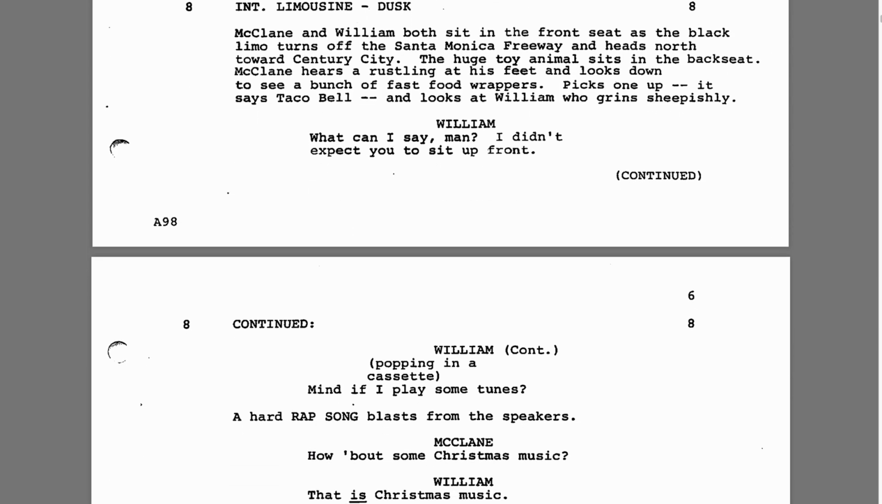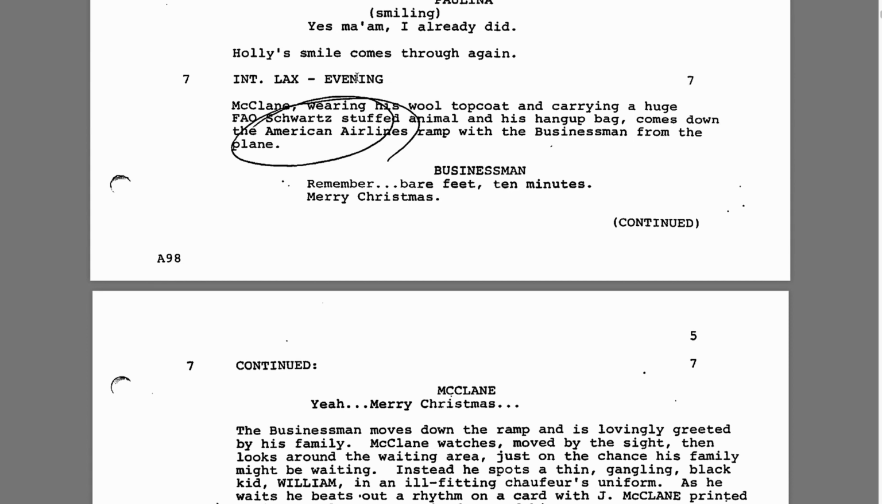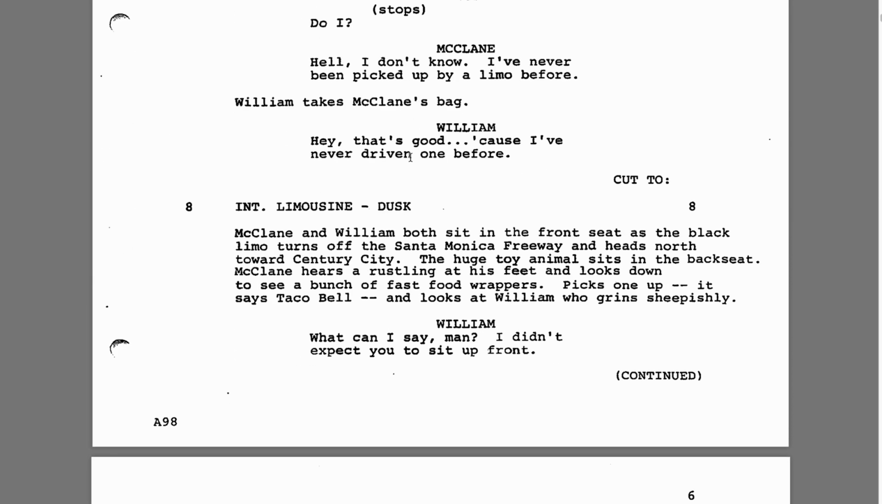Interior, limousine, dusk. Now, if I remember right, okay, so this was evening. So now this is dusk.